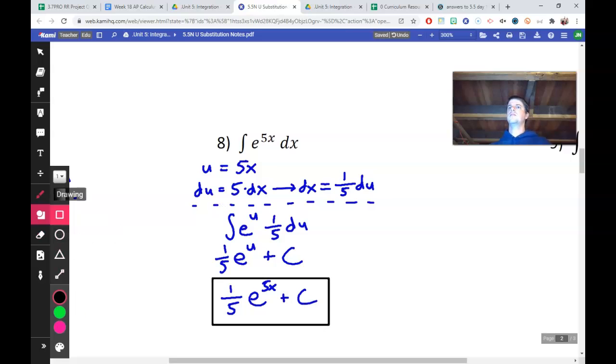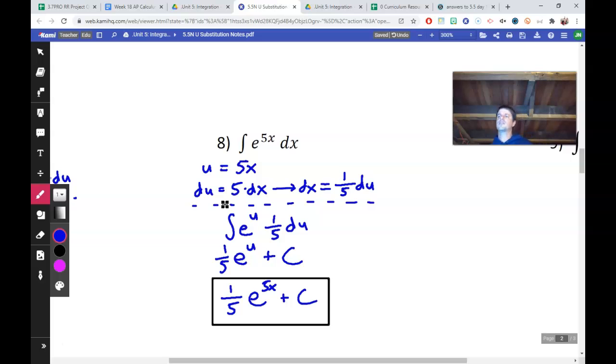When you take the derivative, I'm prematurely boxing it there, take the derivative of e to the 5x, we need to follow chain rule. So you get e to the 5x, multiplying with the derivative of the exponent, so that's really 5. Well, 5 times 1/5, that's 1, so that goes away, so you end up getting what we started with. So it works.